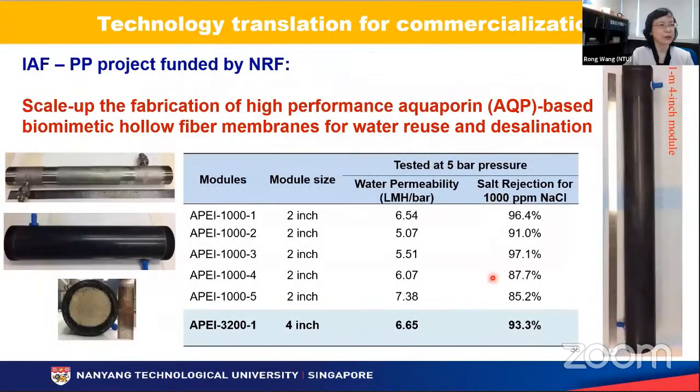So now we're working on the scale-up of the biomimetic membranes. We are able to make a 4-inch module, 1 meter long. The module contains more than 3,200 pieces of hollow fibers. That's a thin film type, RO type, aquaporin-based hollow fiber membrane for water reuse and desalination. This is the result of the testing performance.